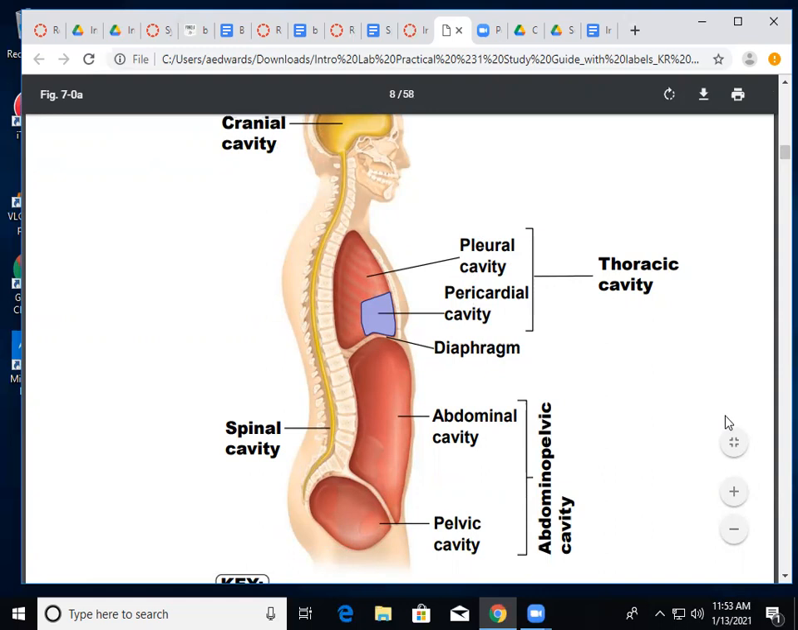So let's see. This cavity, the big category here, thoracic, is composed of the pleural cavity and the pericardial cavity. This big cavity here is the abdominopelvic cavity, composed of the abdominal cavity and the pelvic cavity. So the brain is inside of the cranial cavity. The spinal cord is inside of the.